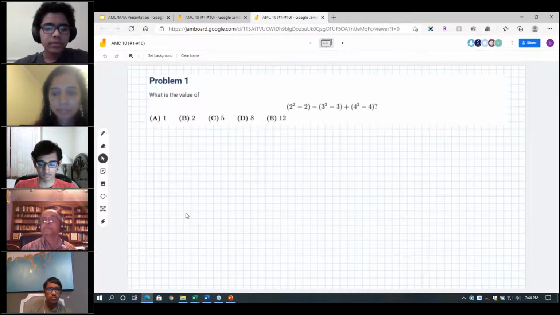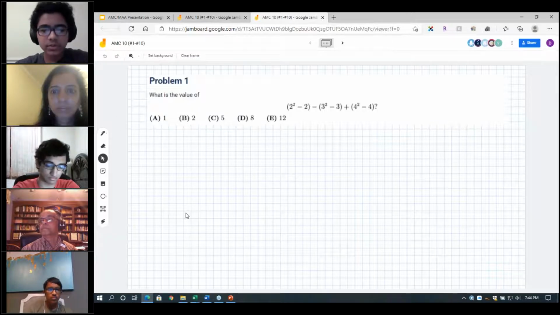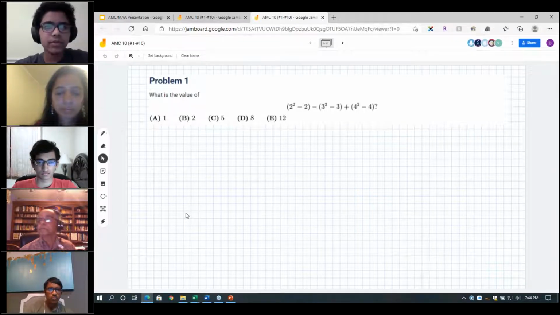What is the value of (2 squared minus 2) minus (3 squared minus 3) plus (4 squared minus 4)? So this problem is pretty straightforward. We can calculate the value of each group of parentheses. The first one is just 2 squared minus 2, which is 4 minus 2, which is 2.